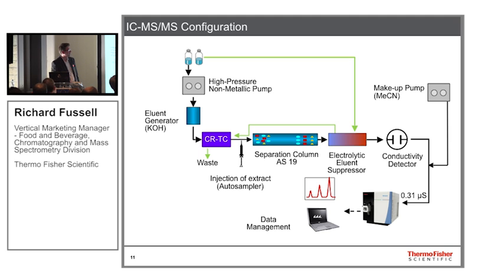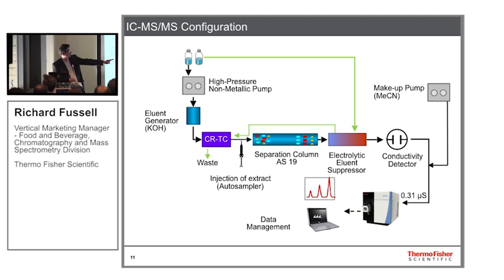But water is also very difficult to desolvate, so we have a makeup pump. This is just an auxiliary pump with the organic modifier. In this case, it's acetonitrile. And what that does is help with the desolvation in the mass spectrometer. And I'll show you some data to show you the advantages of doing this.